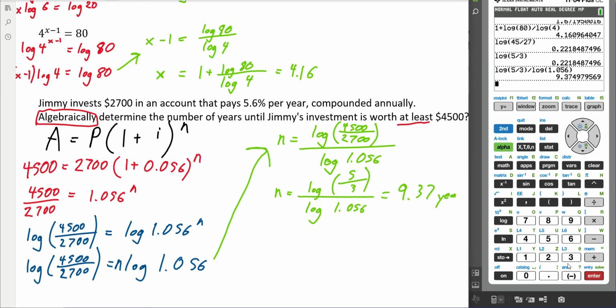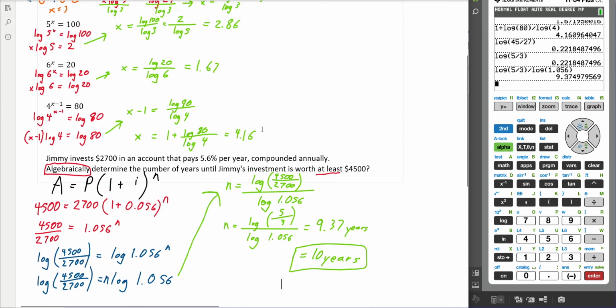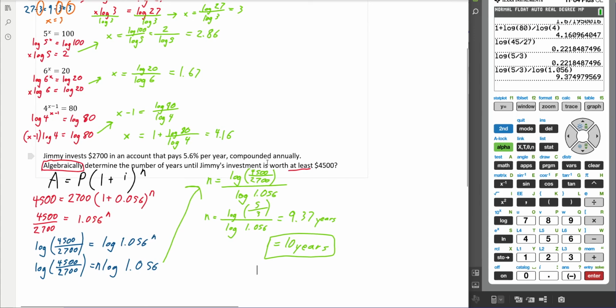Probably you could generally leave your answer as that, but at least means we're going to have to round up. If it was 9 years, it would not work. So this is the best answer because it's at least that much amount. So if you did 10 years, it would for sure be that amount. All right, and you can double check your answer. You could verify by plugging this whole thing back in and seeing what it gives you. So let's do that right now.